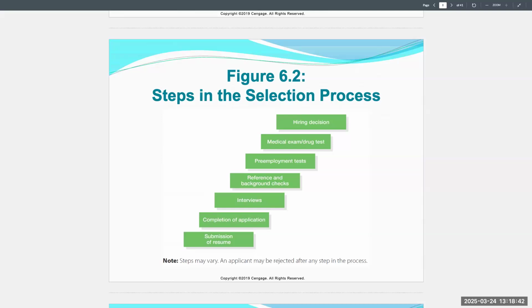This figure visualizes the selection process as a step-by-step ladder, which can be a useful metaphor. Now, each step brings us closer to the final decision, and importantly, each step is an opportunity to eliminate mismatched candidates. So you want to think about it as a filtration system, gradually thinning the pool until only the strongest candidates remain. So we begin with the resume submission, and then we end with the hiring decision.